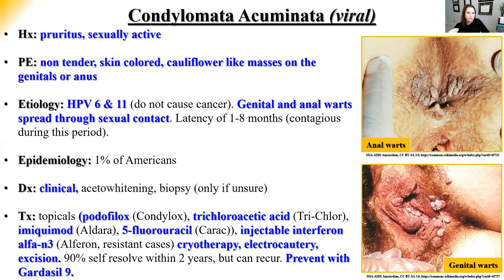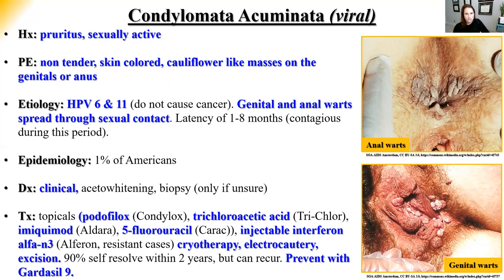They can use an injectable therapy, interferon alpha N3. Cryotherapy, electrocautery, and excision, but they can still recur. 90% of them will resolve within about 2 years. The key point on this one is we have a vaccine for this. You want to prevent this with Gardasil 9. That protects against HPV 6 and 11.